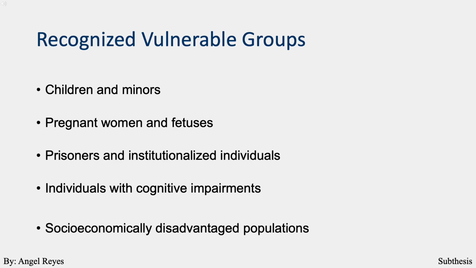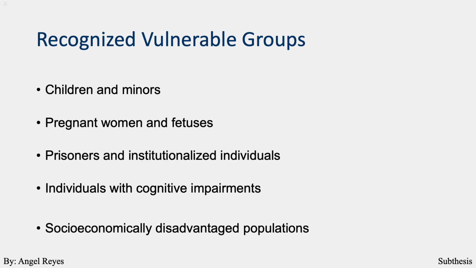Research regulations specifically identify several groups as requiring special protections. Children and minors need safeguards due to their developing decision-making capacity and dependency on adults. Pregnant women and fetuses require protection to address potential risks to both mother and developing child. Prisoners and institutionalized individuals face constraints on their autonomy and potential for coercion.